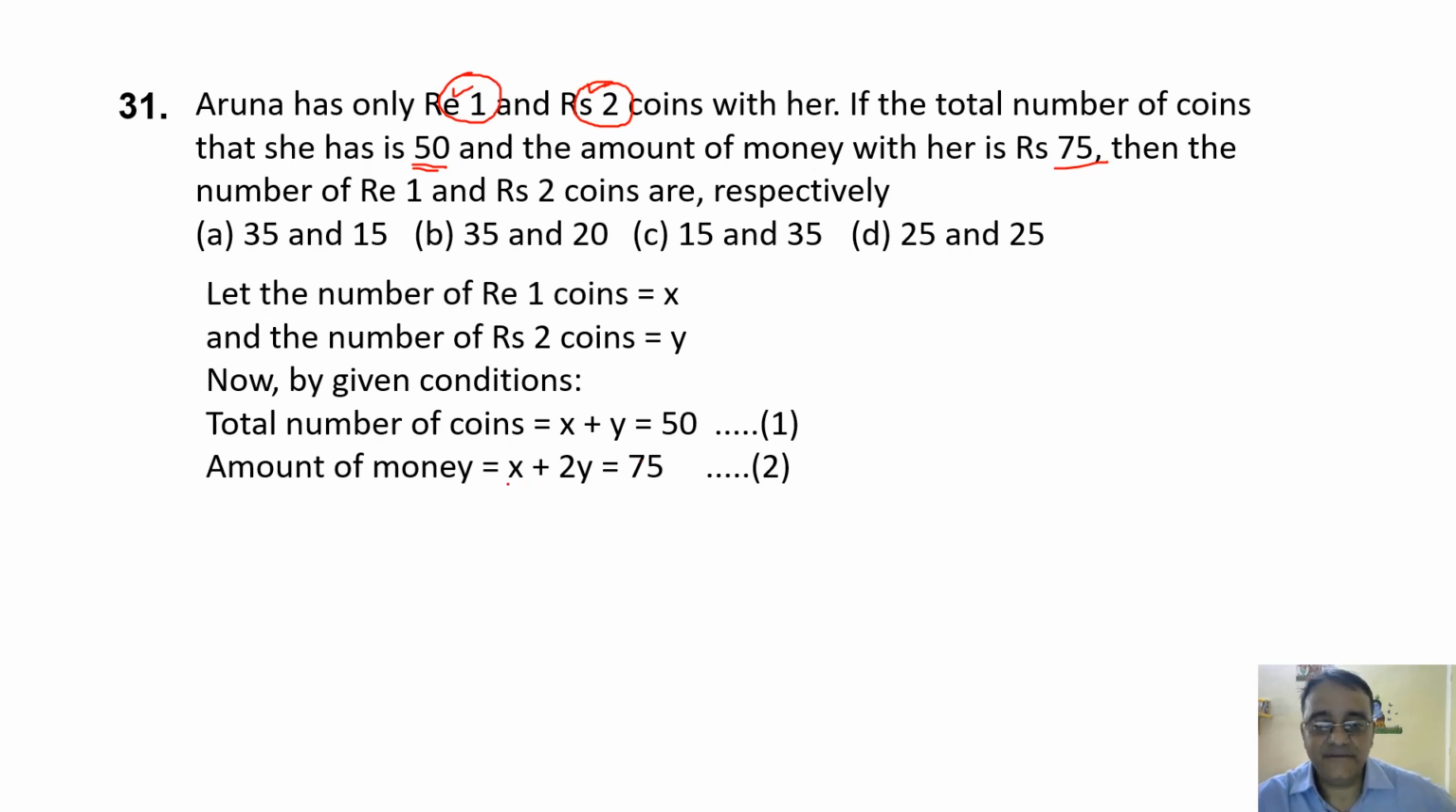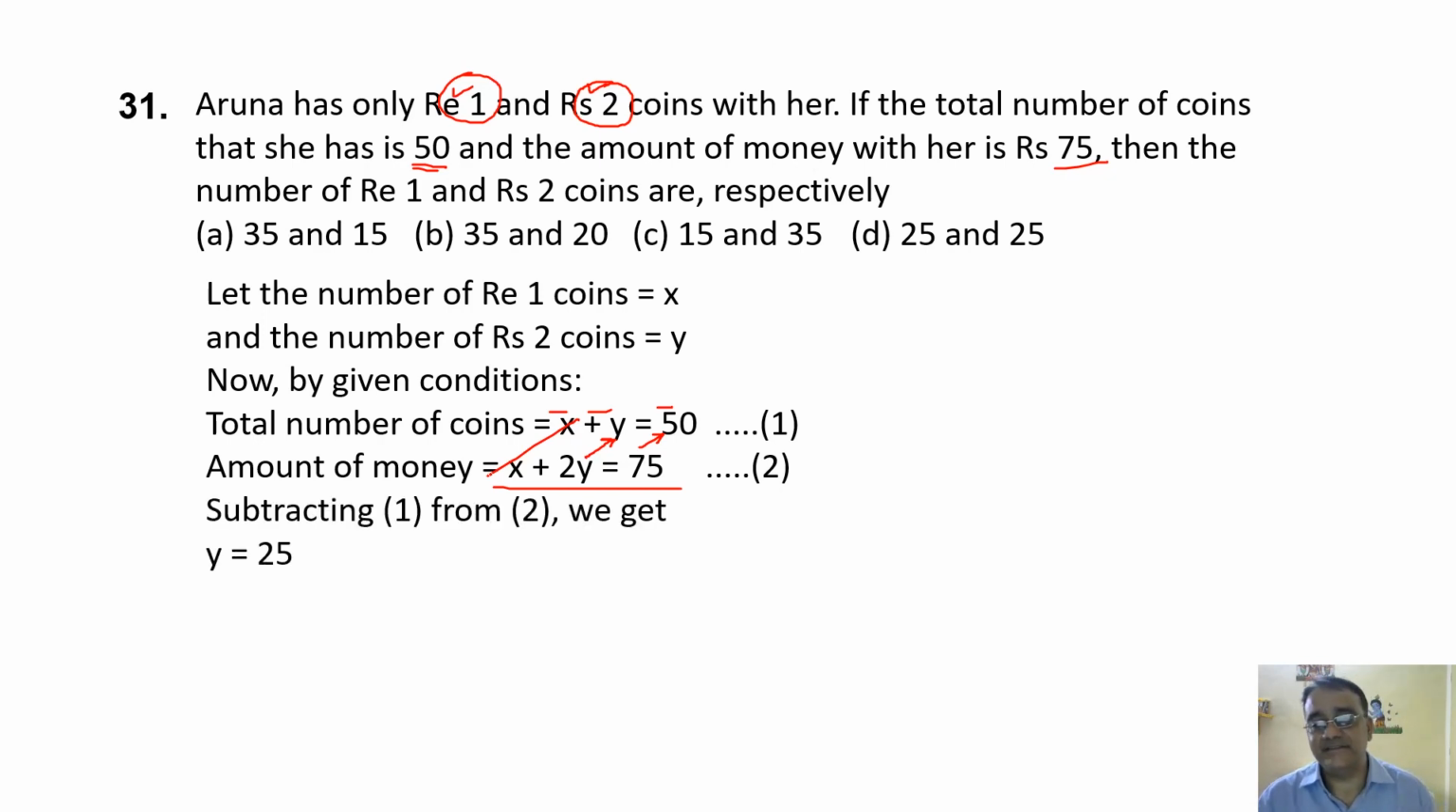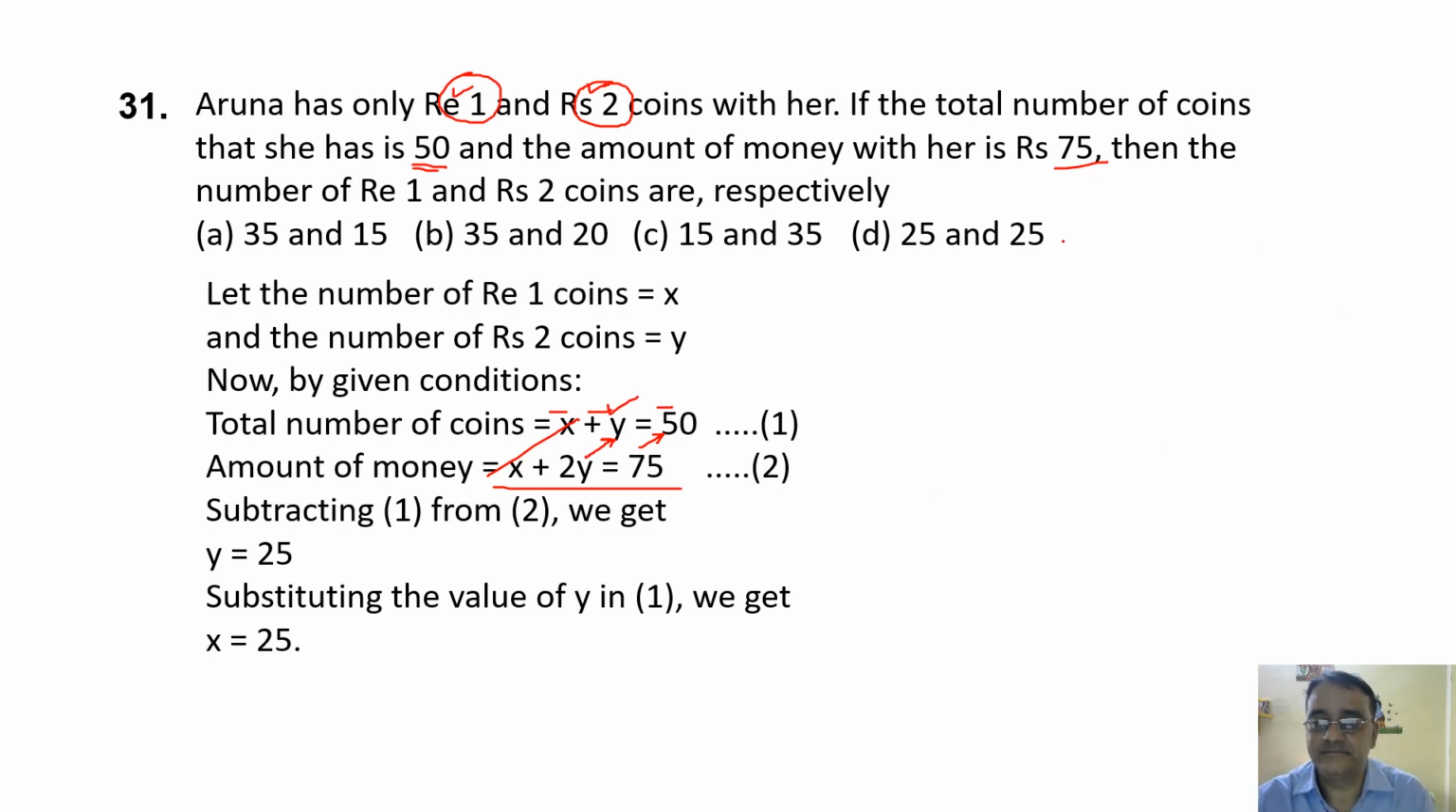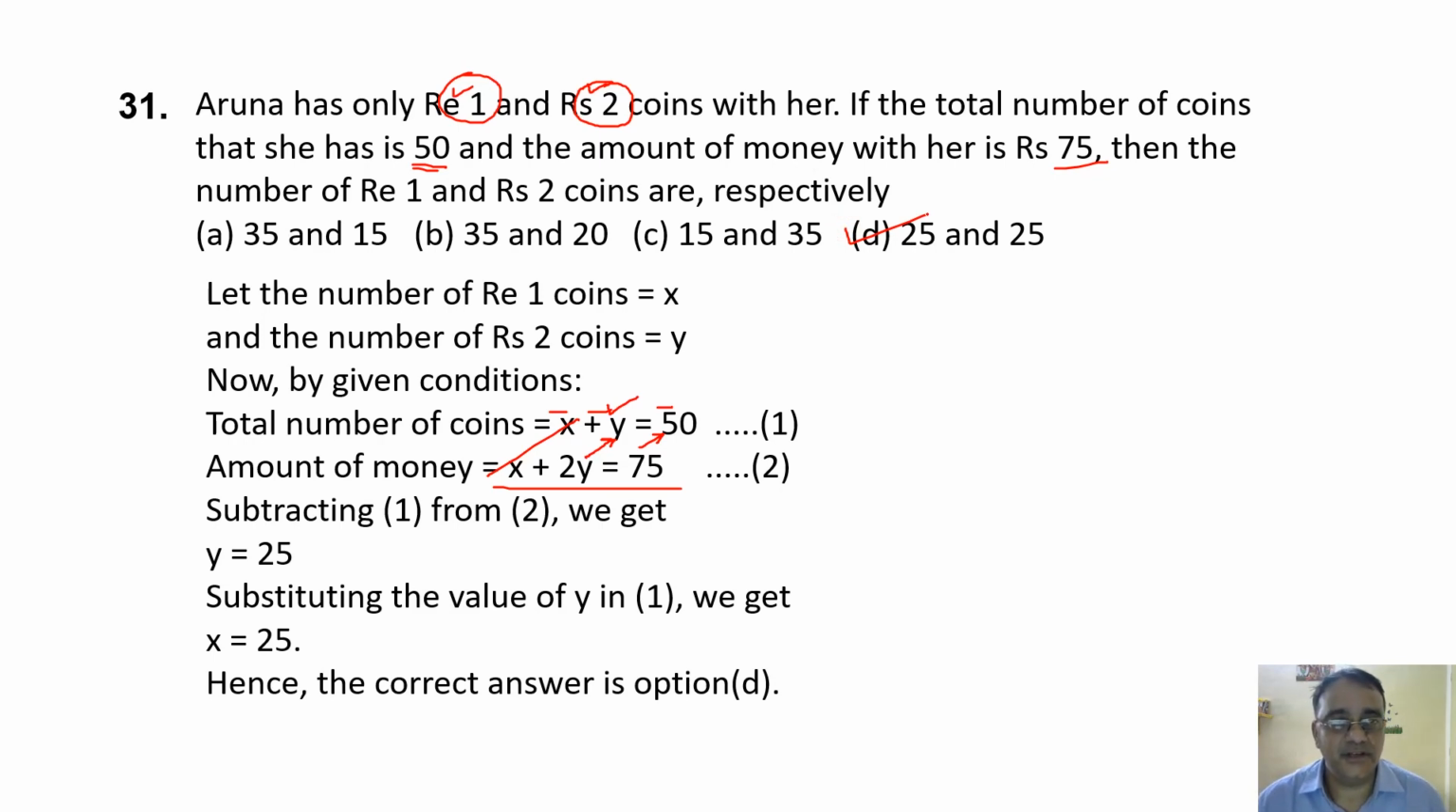Okay, now we have to solve these two equations. So subtract करो. If you subtract, what you will get, x will be cancelled, minus minus minus हो जाएगा, ये cancel हो जाएगा, and what we are going to get is y equal to 25. Right, very good, y is equal to 25. And now if y is equal to 25, so what will be the value of x? 25, right? So which option is the correct one? Option D, right? So now we are moving toward question number 32.